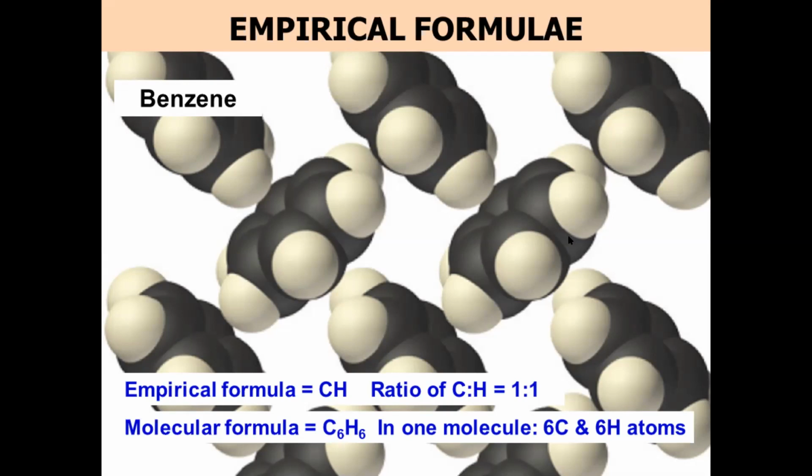However, the ratio is 1 to 1 because it's 6 to 6. You can simplify that to 1 to 1. So the simplest ratio is 1 to 1 of carbon to hydrogen. That means the empirical formula of benzene is CH. However, each molecule is not made out of 1 carbon, 1 hydrogen. It's made out of 6 hydrogens, 6 carbons. So the molecular formula is C6H6.